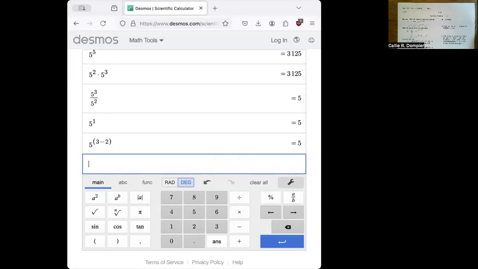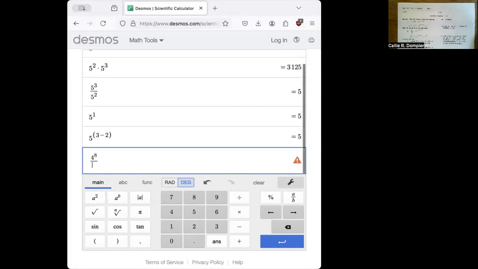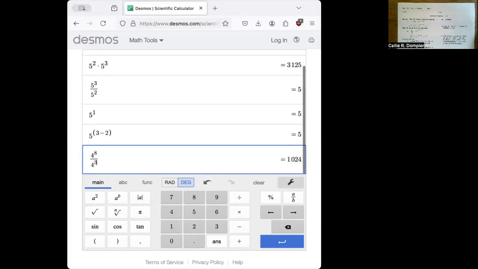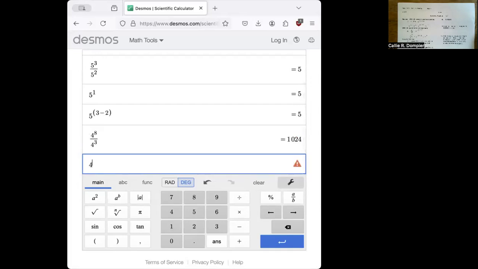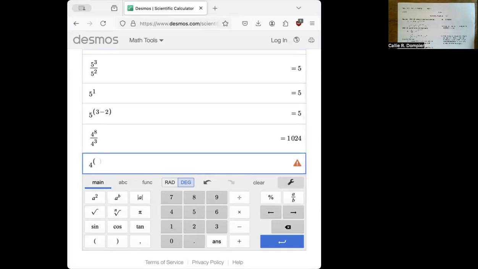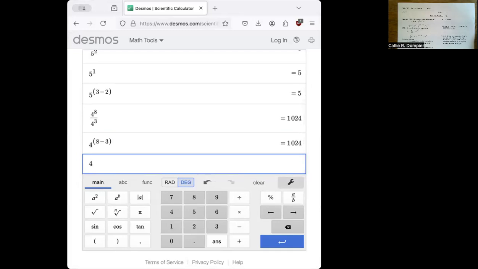Let's change it to 4 so that it's a little different. So it was 4 to the power of 8 divided by 4 to the power of 3. And the base can be anything. It just has to be the same base, right? It's 1024. And then if we just have 4 to the power of 8 minus 3, that's going to give us the same answer. And what is 8 minus 3? It is 5. Good. So those are our product rule for exponents and our quotient rule for exponents, which is how we will understand the tools we will use to express scientific notation.